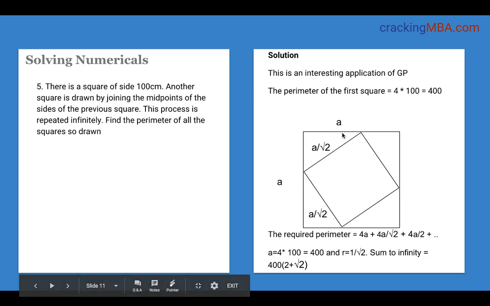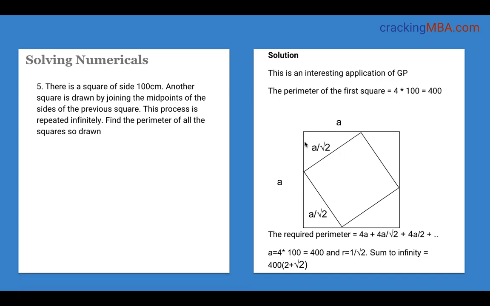If you are wondering how we got a by root 2, half of the side of the square is a by 2, and this is a by 2, and the hypotenuse is a by root 2. The same process will continue, and for each subsequent square, the side will be multiplied by 1 by root 2 of the original square. So this is how we are applying the concept of sum to infinity of a GP. We will get the answer as 400 into 2 plus root 2.